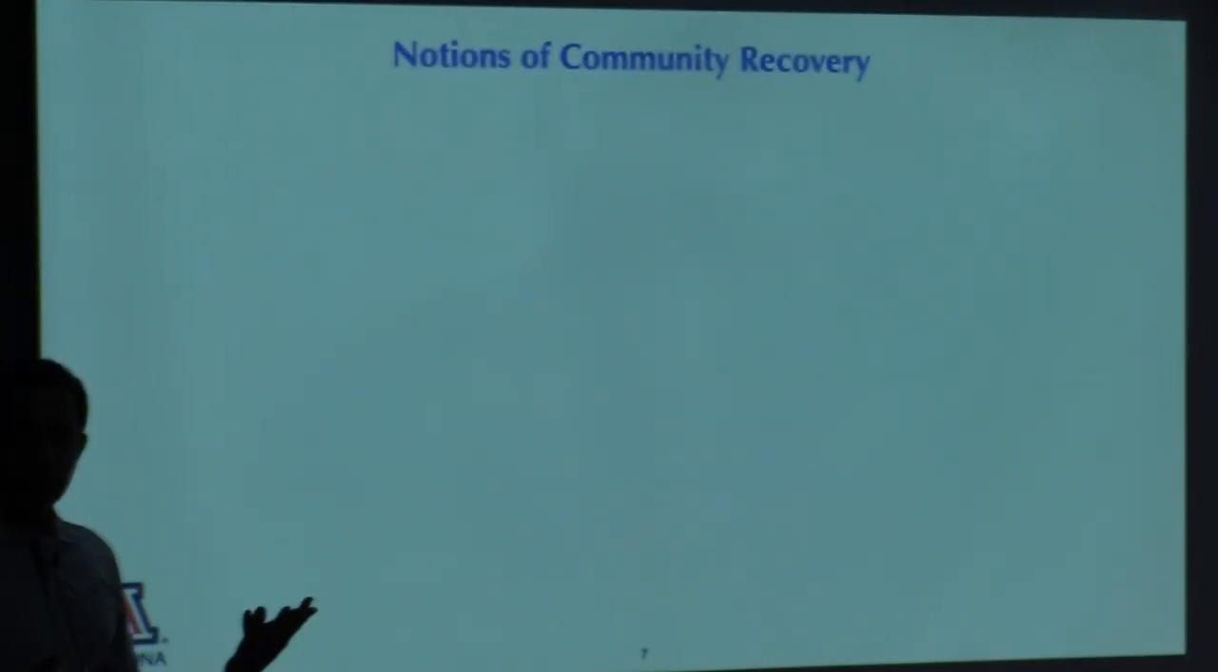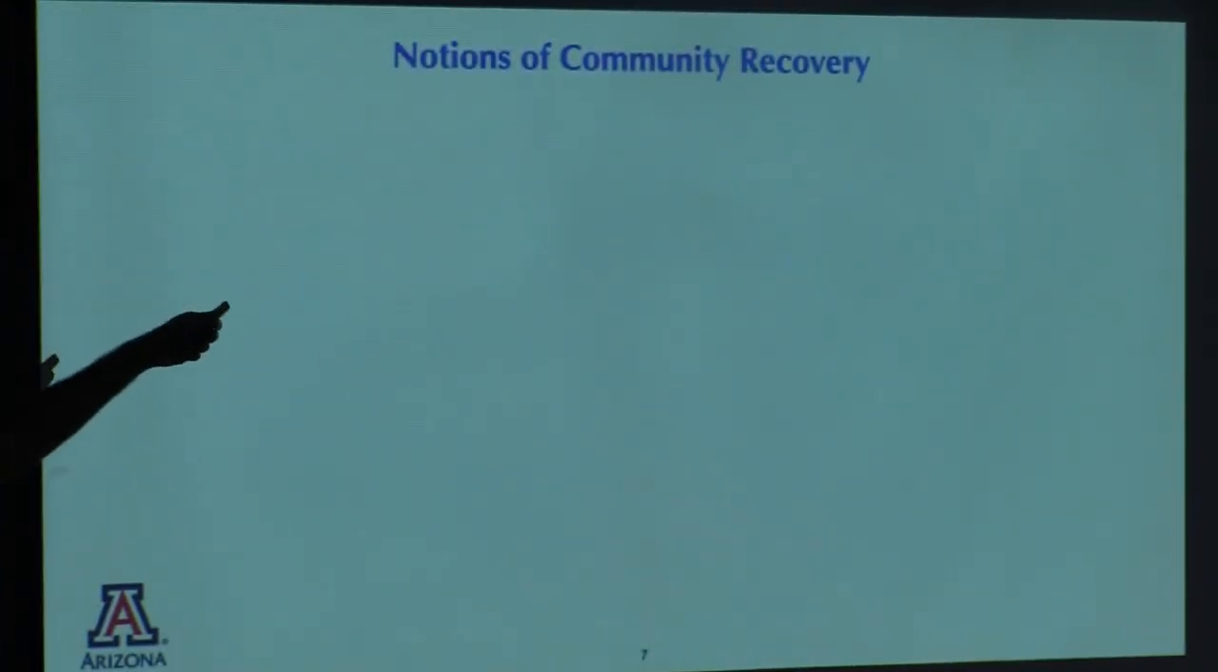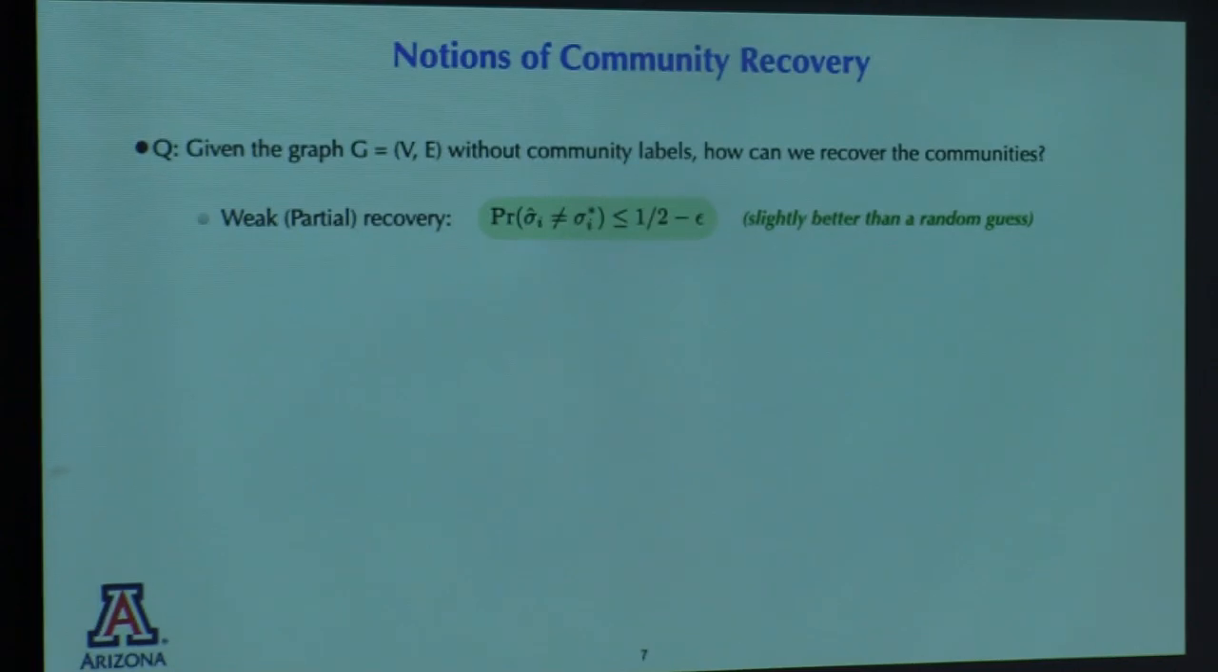So let's say we come up with an algorithm and we color the nodes, some of them red, some of them blue. Then we have to ask, how well have we colored the nodes? That's what I mean by notions of community recovery: how well you are recovering the underlying colors. There are two broad notions people study. The first notion is called weak recovery. Weak recovery says that the probability that sigma hat i, the estimate of the label for node i, is not equal to sigma star i is less than half minus some number x. So it's slightly better than random guessing. This notion is known as weak or partial recovery.